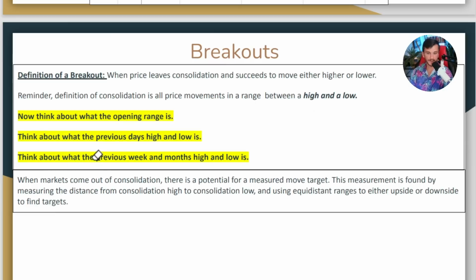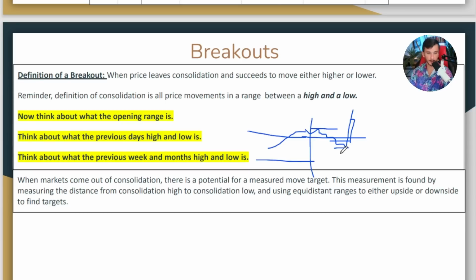When markets come out of consolidation, there's a potential for a measured move target. This measurement is found by measuring the distance from consolidation high to consolidation low and using equidistant ranges to either the upside or the downside to find a target. So with my little blue line examples, if we have a previous day's high and low and the market breaks out, and then on the next day pulls back, goes into consolidation, and goes vertical for a breakout pullback trend maneuver, we may now be looking at a range expansion of that day's range to the upside.